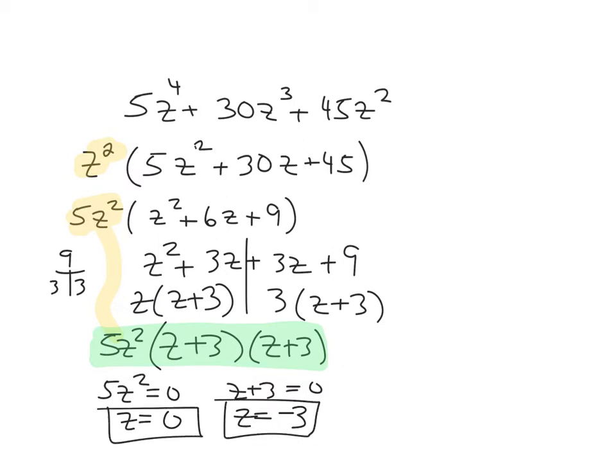Now, sometimes, though, we will get into things that will not necessarily be three terms. Sometimes we'll experience things that have four terms. So let's take a look at that. We have y cubed minus 5y squared plus 6y minus 30.